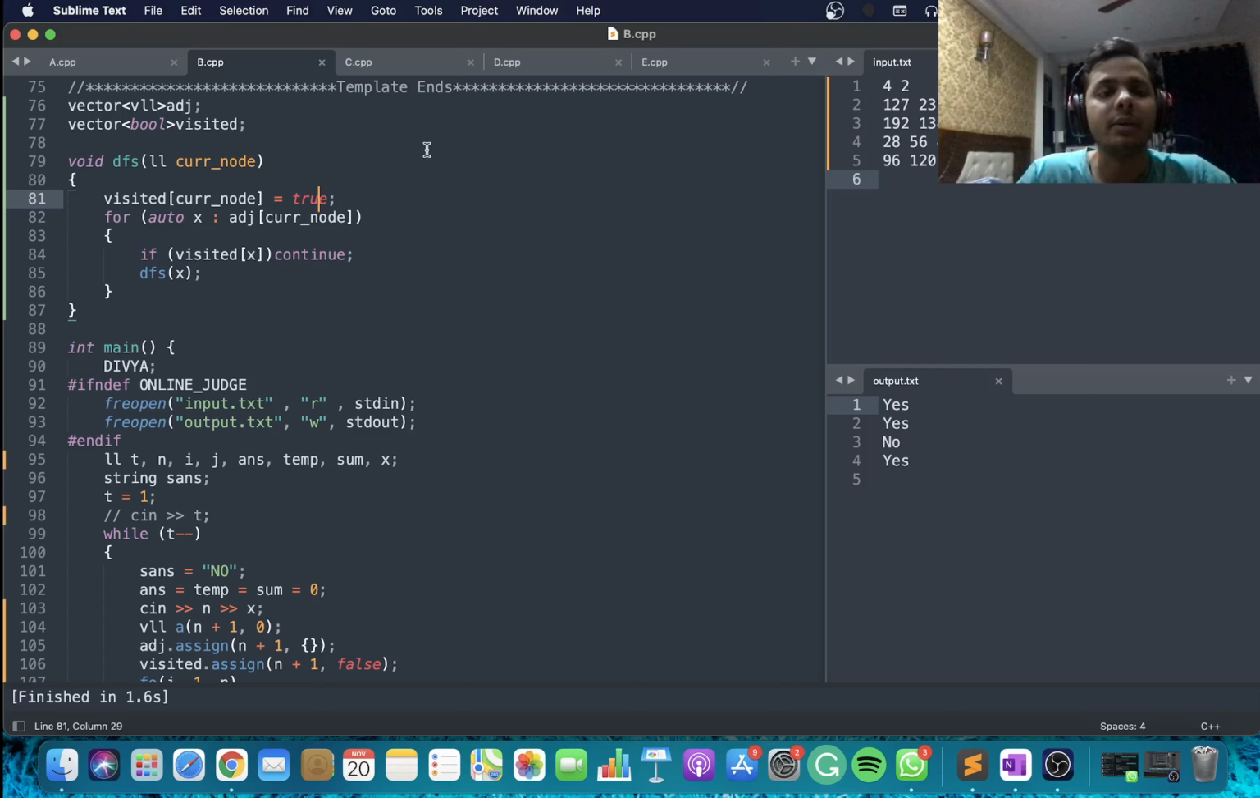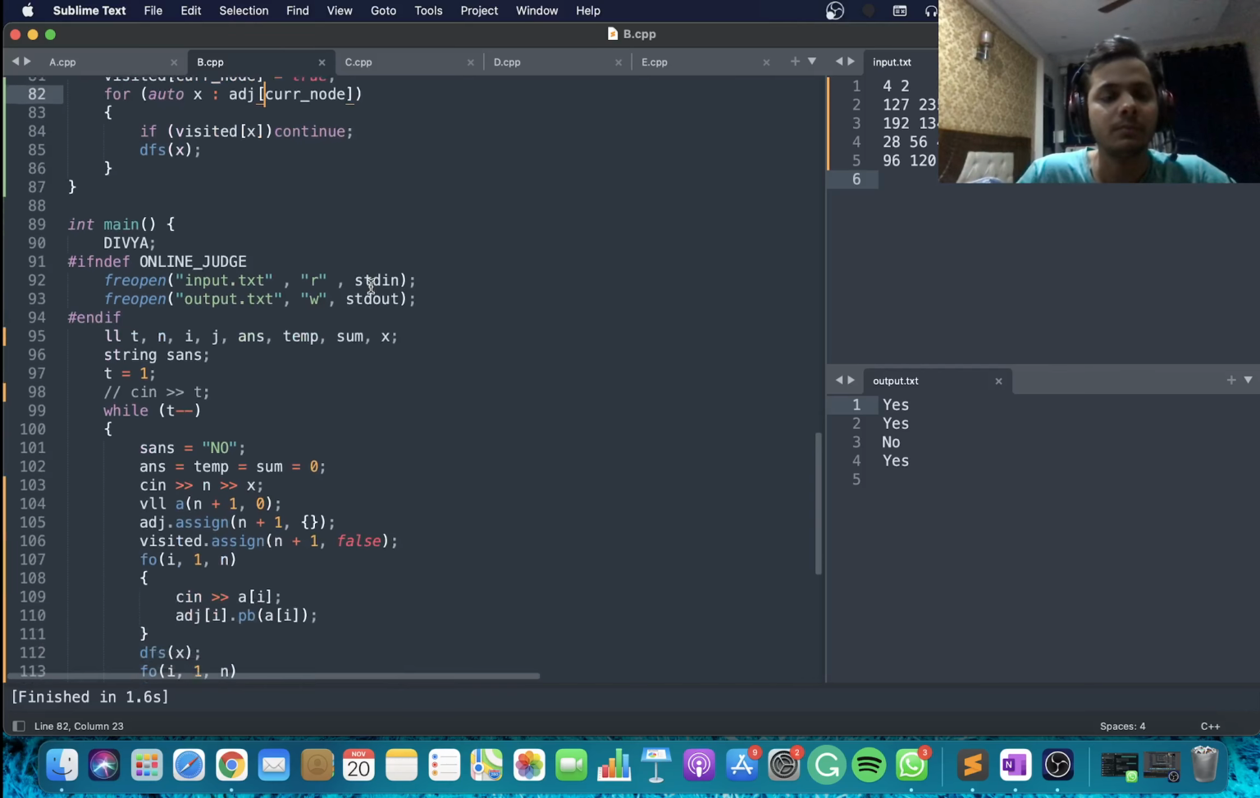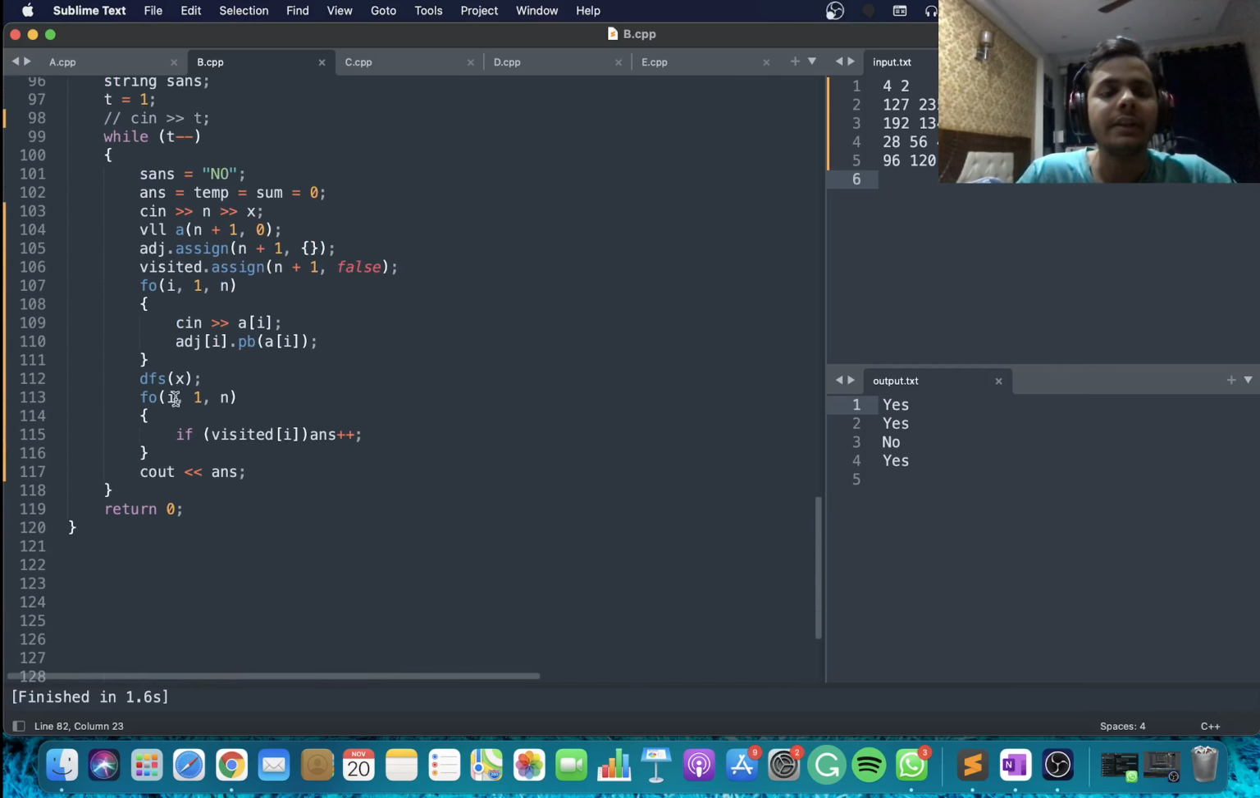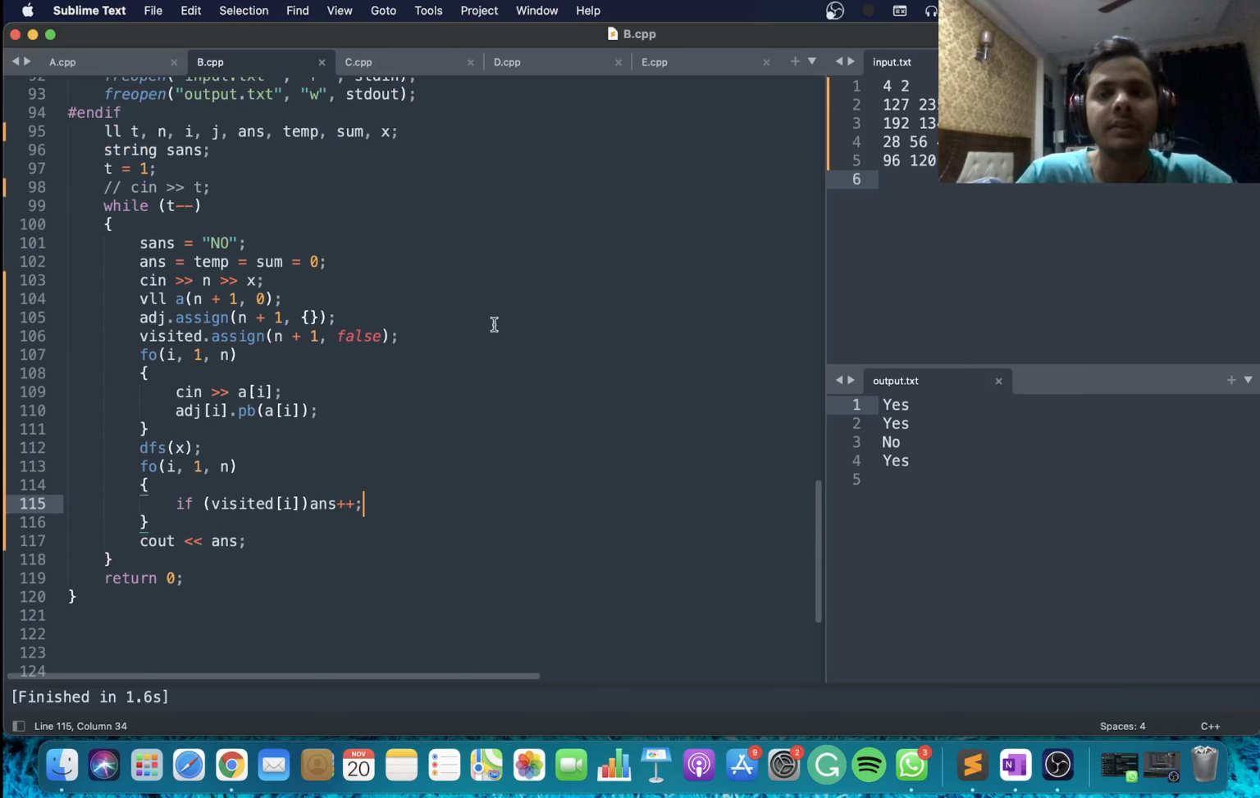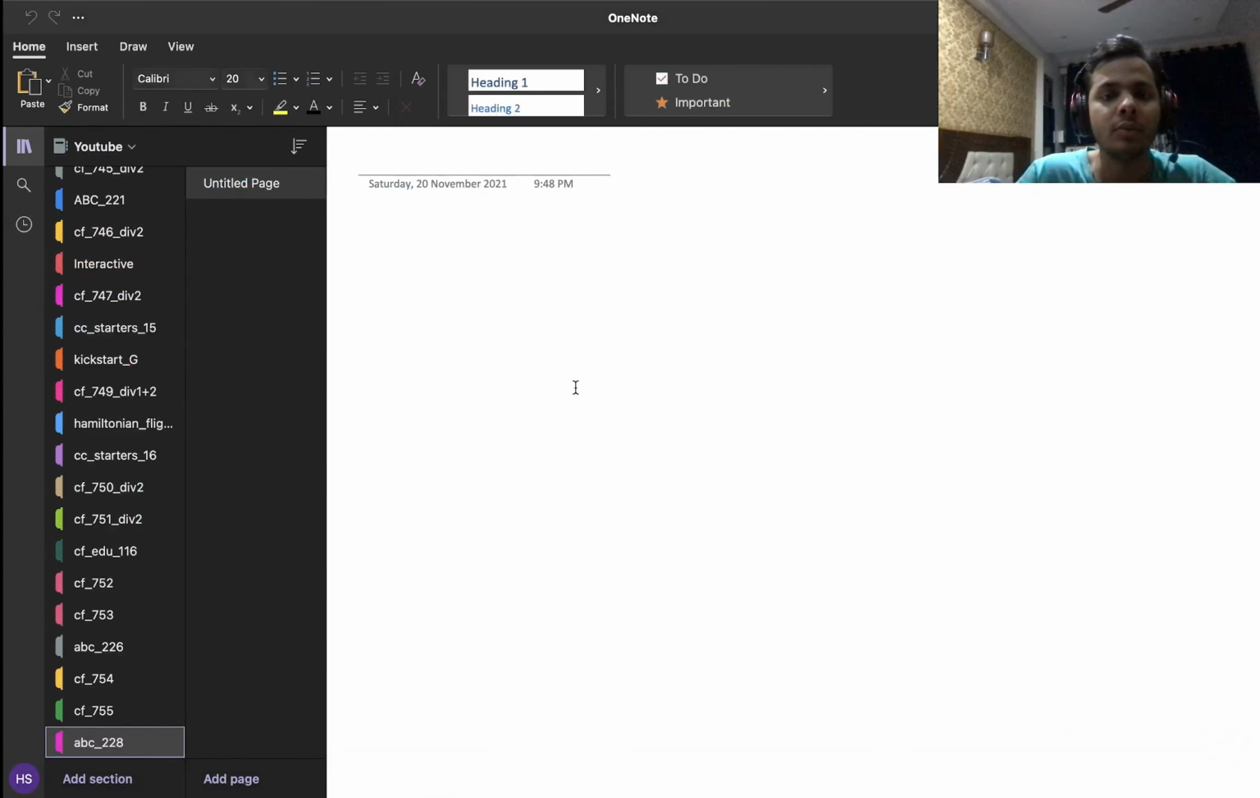Again, I just mark the node visited and carry out a DFS to its adjacent node. This vector of adjacency will just contain one node. And finally, I will just count the number of nodes which were visited and increment my answer. So yeah, that's it for problem B. Let's now move on to the next problem.